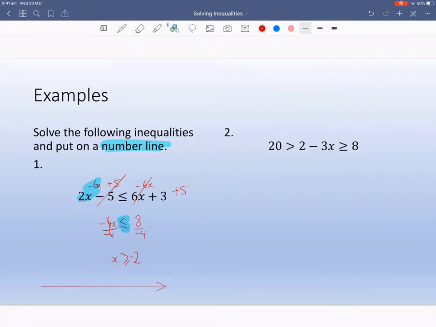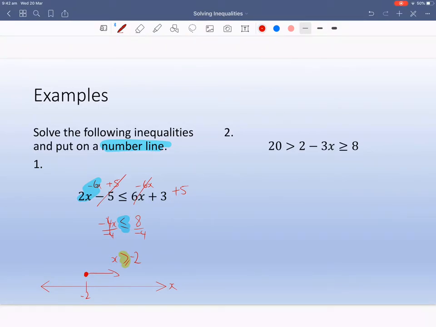So let's pop that number line in, and I'll put negative 2 there. So that's just minus 2. And so what we'll do is that x is, so that's x there. And so because it's greater than or equal to, we're going to put a circle above it and circle it in because it includes that. And because it's greater than, we're just going to put an arrow that way. So that's the solution of that.